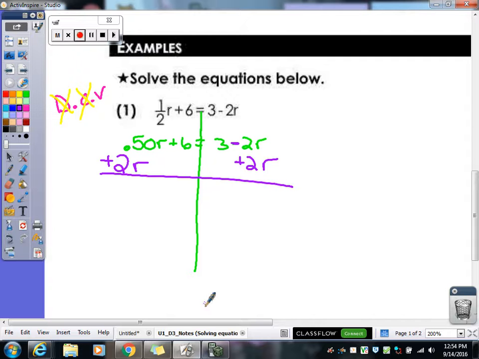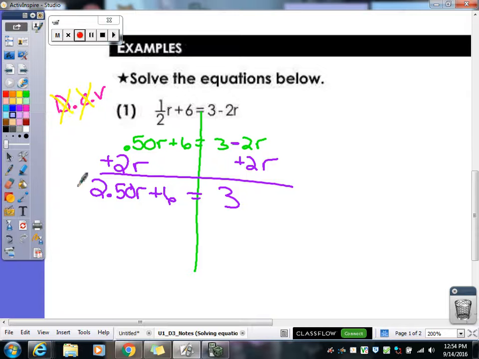So you all should be able to do this in your head. You got 50 cents plus $2. That's $2.50 R plus 6 equals 3. My variable is still not by itself.